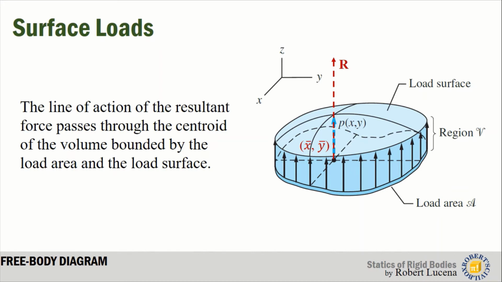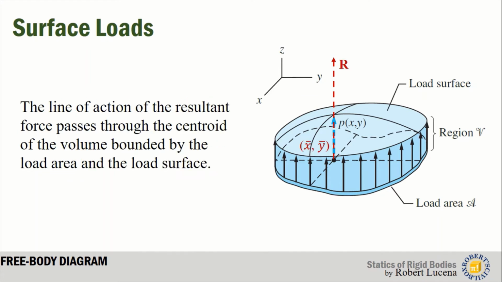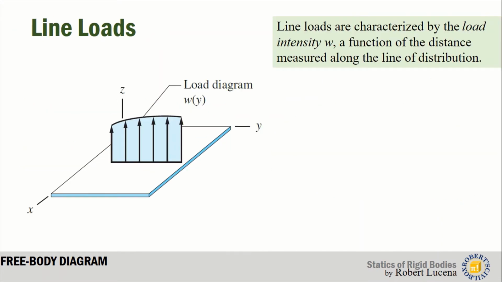So again, let's summarize things. The magnitude of the resultant is equal to the volume of the pressure diagram, and the resultant of the pressure diagram passes through the center of volume of the pressure diagram. So how about two-dimensional load diagrams or line loads? Line loads are characterized by load intensity w. It is a function of distance measured along the line of distribution.